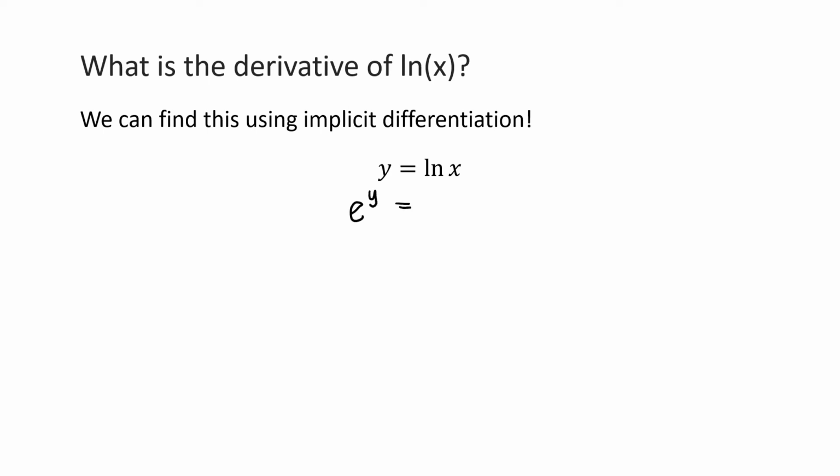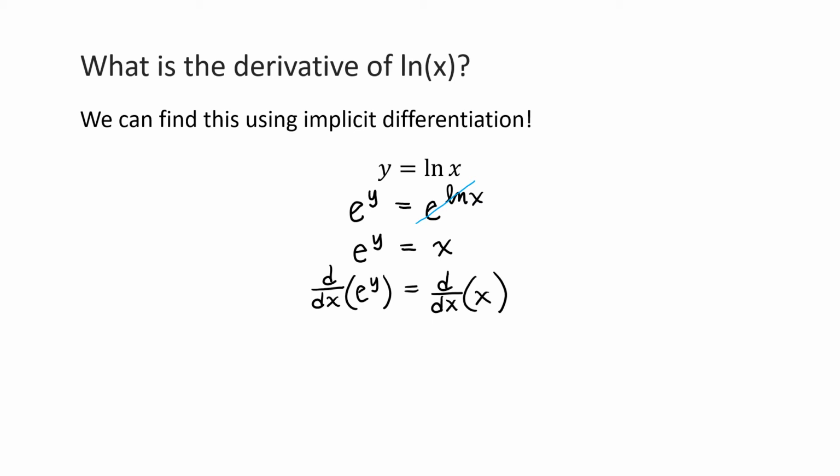So we have e to the y is equal to e to the natural log of x, which means we have e to the y is equal to, well, since e and natural log are inverses, they'll undo each other. So we're left with just x. And now, since we know the derivative of e to the something, and we know the derivative of just a variable, we can take the derivative with respect to x of both sides. So we have d dx of e to the y is equal to the derivative with respect to x of x.